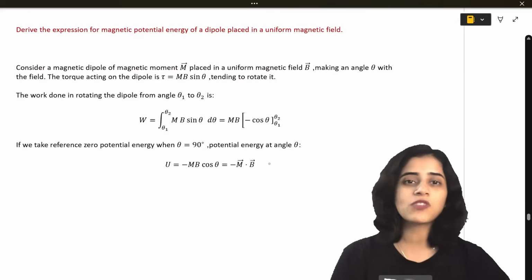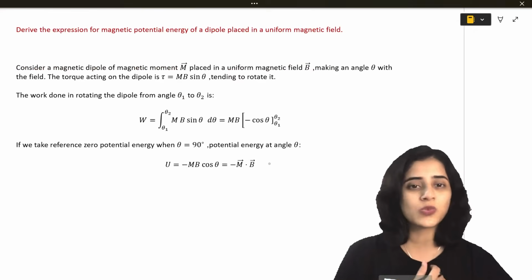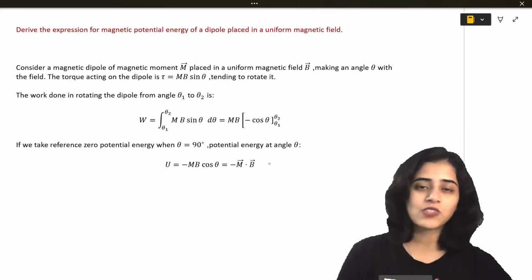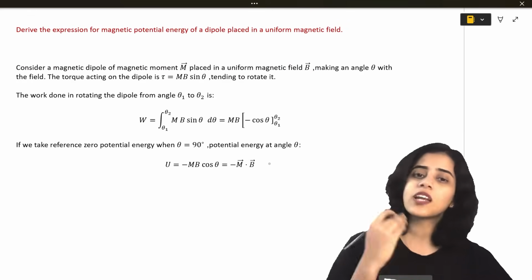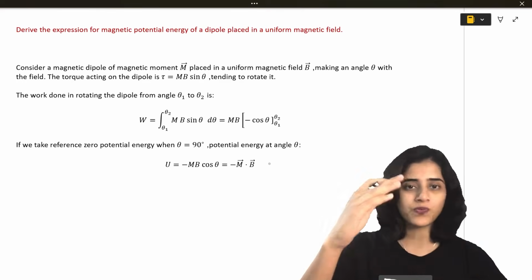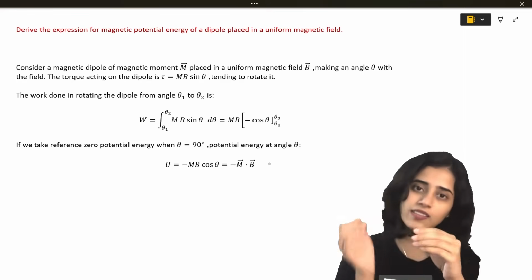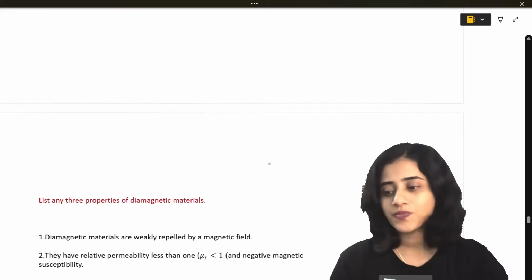Next, derive the expression for potential energy of a dipole placed in a uniform magnetic field. The torque is mB sin theta, so you just have to integrate it. You will get minus mB cos theta when you integrate from theta 1 to theta 2, because it's a dipole and it's rotating. Initially the angle is theta 1, then it goes to theta 2.